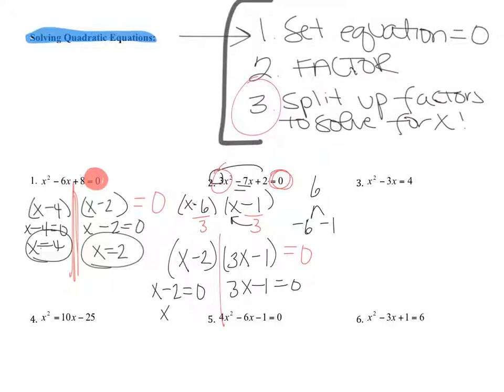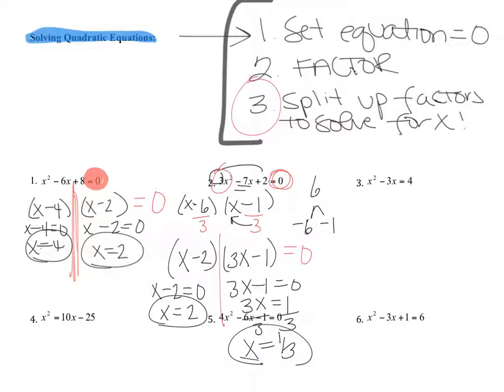So on my left side, what's x equal? 2. On my right side, I have to add 1 to the other side, and then divide by 3. So x equals 1 over 3 and 2. You with me? Let's look at the next one.